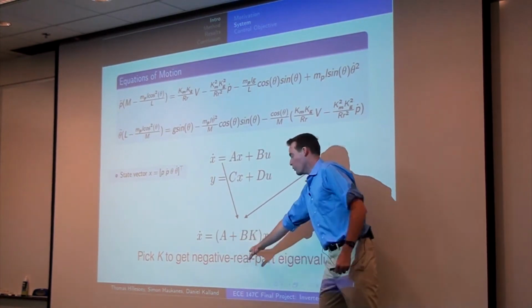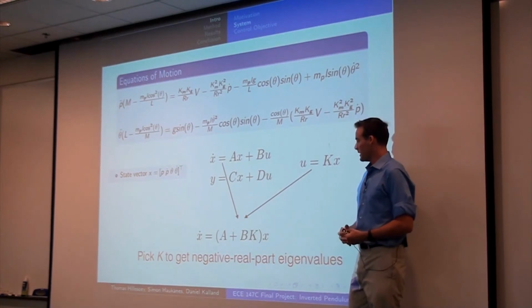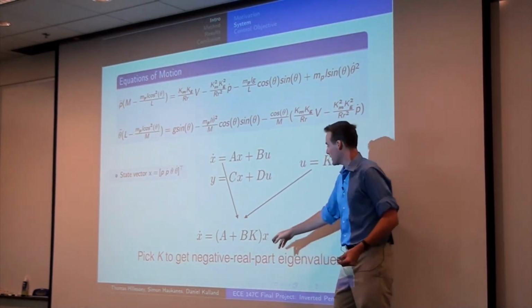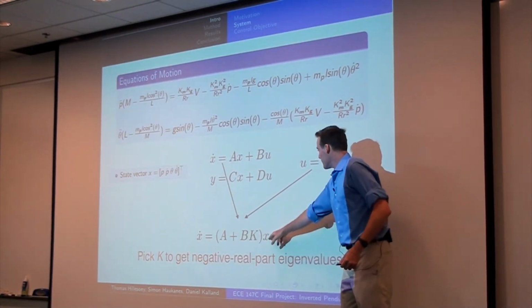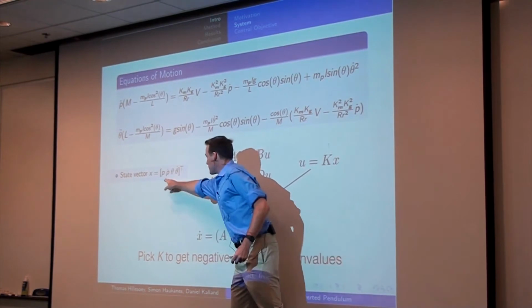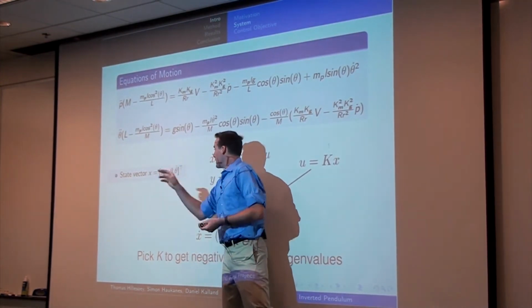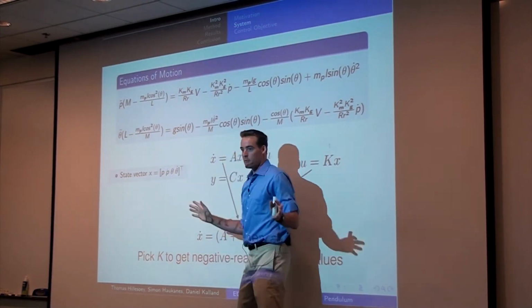Instead of -1 here, you just want this matrix to have negative real part eigenvalues. And so if you can arrange for that to happen, if you can pick a k so that A plus BK has negative real part eigenvalues, then this control law will make it so that the state decays to 0. So the position of the cart will go to 0, the velocity of the cart will go to 0, the angle will be 0, the angular velocity will be 0, life will be great.